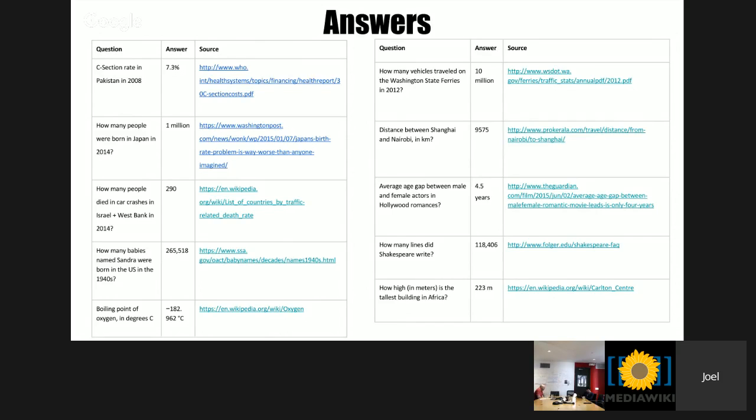Question number 6, how many vehicles traveled on the Washington State ferries in 2012? 10 million. And it costs about $14. More if it's a truck. That's not part of the answer. Question number 7, distance between Shanghai and Nairobi, the Great Circle distance is 9,575 kilometers. So a little under 10,000 kilometers.